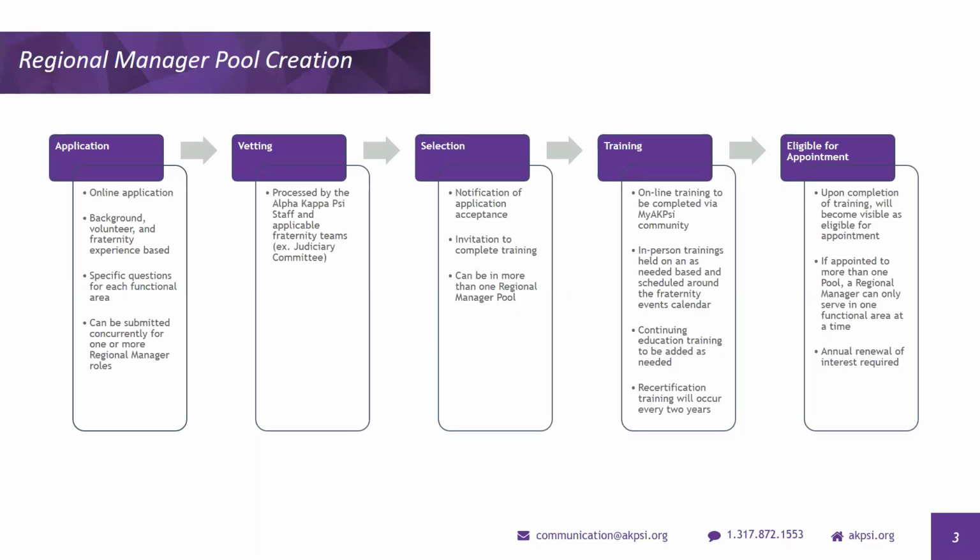In this example, let's say conduct, to assist a chapter with setting up a chapter judiciary board. With shorter task-oriented projects, the volunteer could complete the work to establish the chapter judiciary board and then be entered back in the regional manager pool to be eligible for appointment again in either membership or conduct. We will cover more details on the appointment process in a moment.